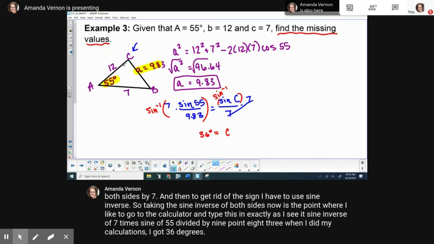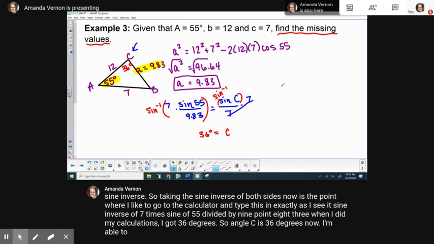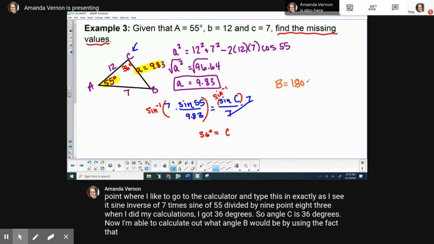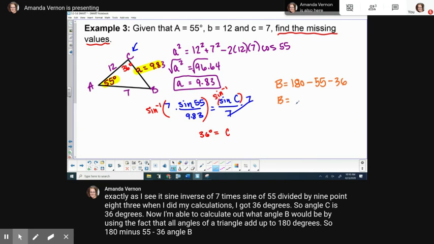So angle C is 36 degrees. Now I'm able to calculate out what angle B would be by using the fact that all angles of a triangle add up to 180 degrees. So 180 minus 55 minus 36. Angle B in this particular problem is going to be 89 degrees.